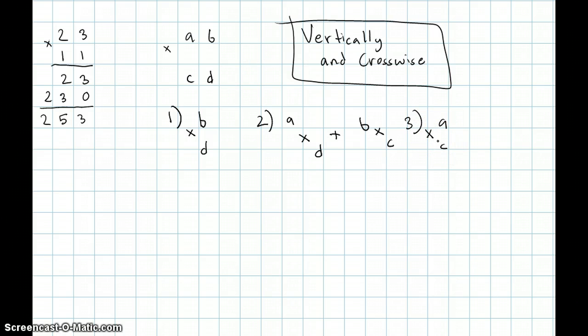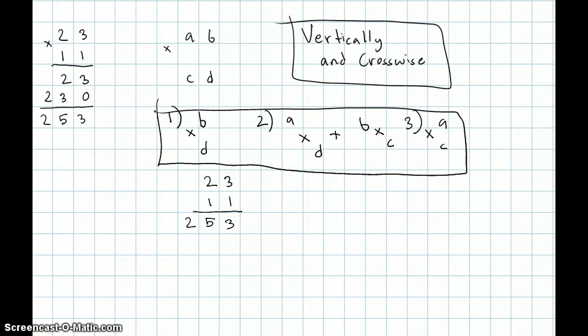Now let's apply this for the example 23 times 11. So for 23 times 11, we do b times d as seen above, which is 3 times 1, which is 3. And keep in mind that we work leftwards, so from right to left. So b times d is 3. A times d, which is 2 times 1, plus 3 times 1 is 5. And a times c is 2. So we get our answer 253. Lo and behold, it's the same as the one that we did before. And once this concept sticks in your head, it becomes much easier.